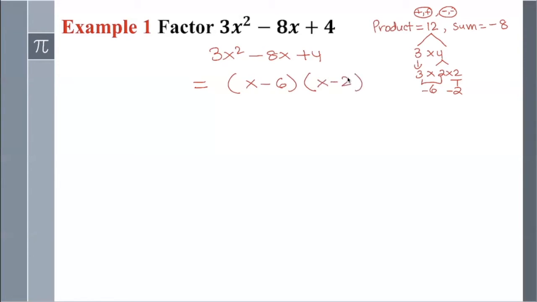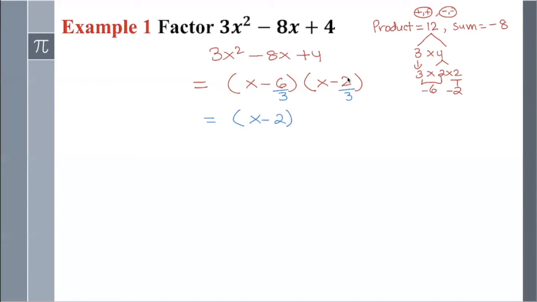Now the last thing we have to do is take this leading coefficient here, and we divide these numbers by the leading coefficient. So let's go ahead and do that. If we divide 6 by 3 and 2 by 3, we reduce these fractions. 6 divided by 3 is just 2 over 1, which is just 2. So the first factor is x minus 2.